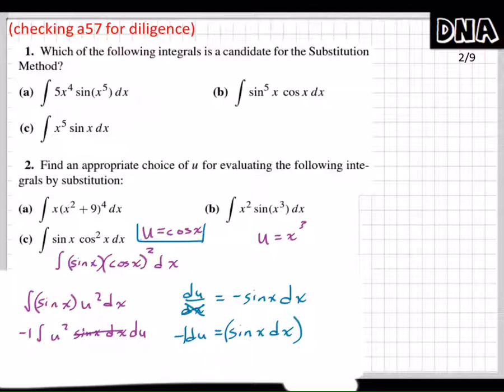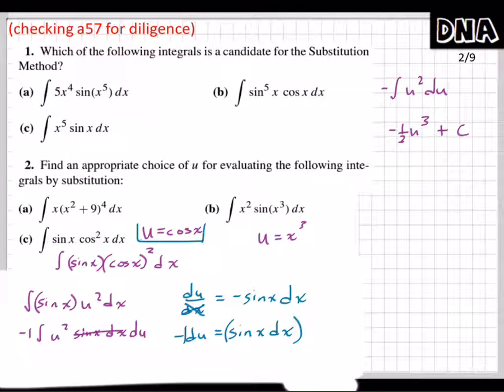Let's write it up here. Negative integral. We have u squared du. I add 1 to the 2 first, and so I get u to the third, and then I divide by 3, and so I get 1/3 out in front, and then I have to multiply that result by negative, and then I have my plus c.